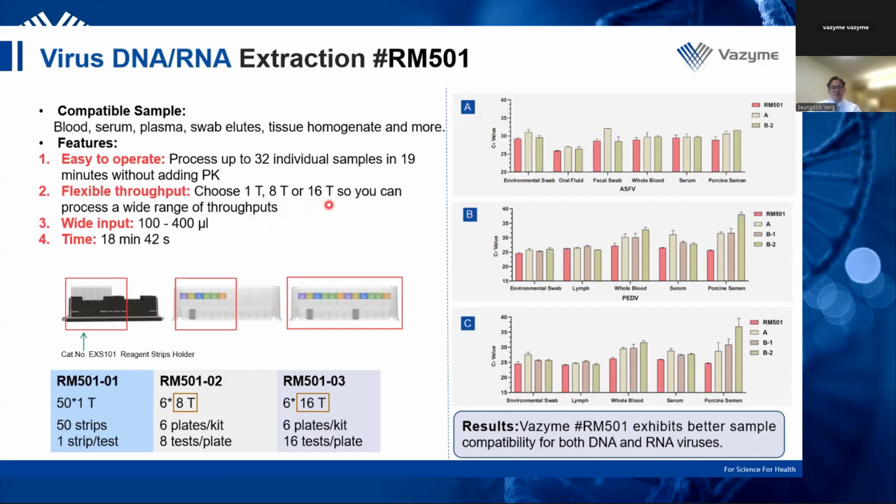It also supports a wide input range from 100 to 400 microliters. And at the bottom, you can see the available formats. And on the right side, we show the performance data across the different virus types and sample types. And as you can see in charts A, B, and C, RM501 shows consistently lower CT values, indicating better extraction efficiency compared to the other methods.